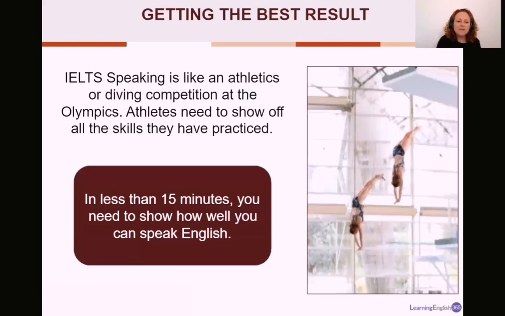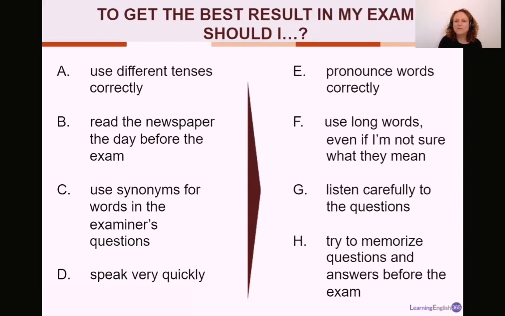Let's have a look at some of the things that you can do to get the best results in the exam. Have a look, you've got A to H on the screen. Are they all correct? Have a look at them. Which ones do you think are correct and which ones are not correct? Let's go through them then.